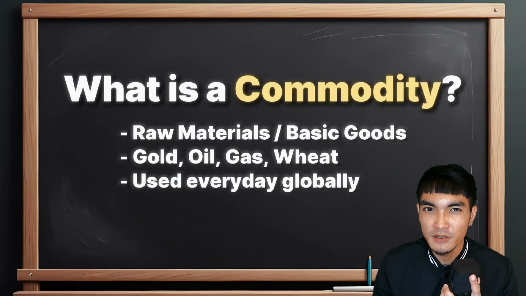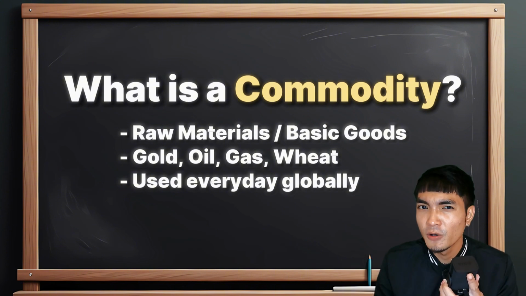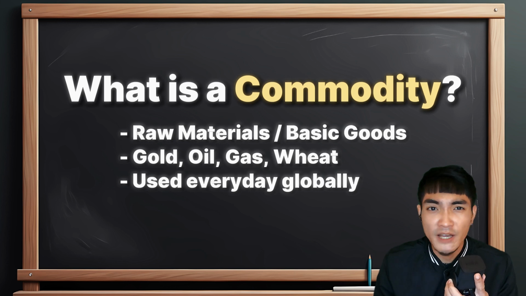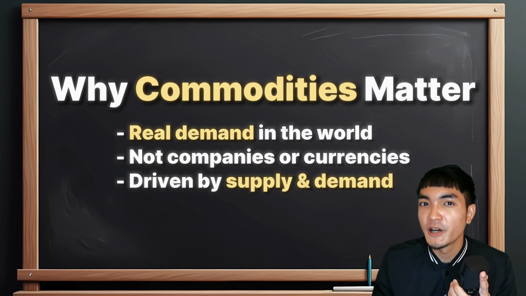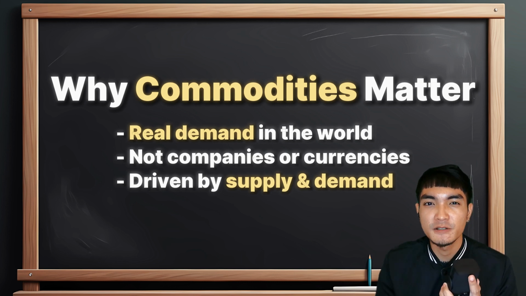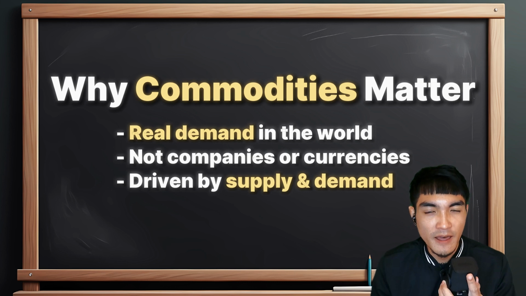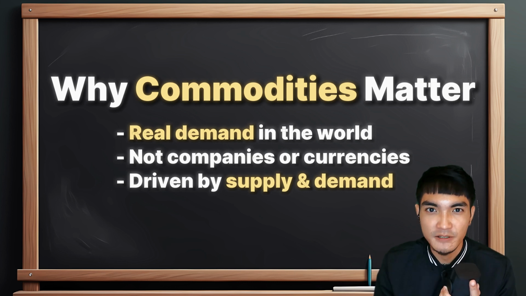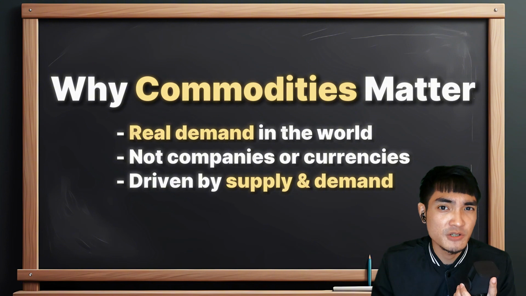Basically, a commodity is just a raw material or a basic good. Things like gold, oil, silver, natural gas, wheat. These are all commodities. They are not companies and they are not currencies. These are actual physical and tangible things that the world relies on every single day. And that's what makes them so interesting.